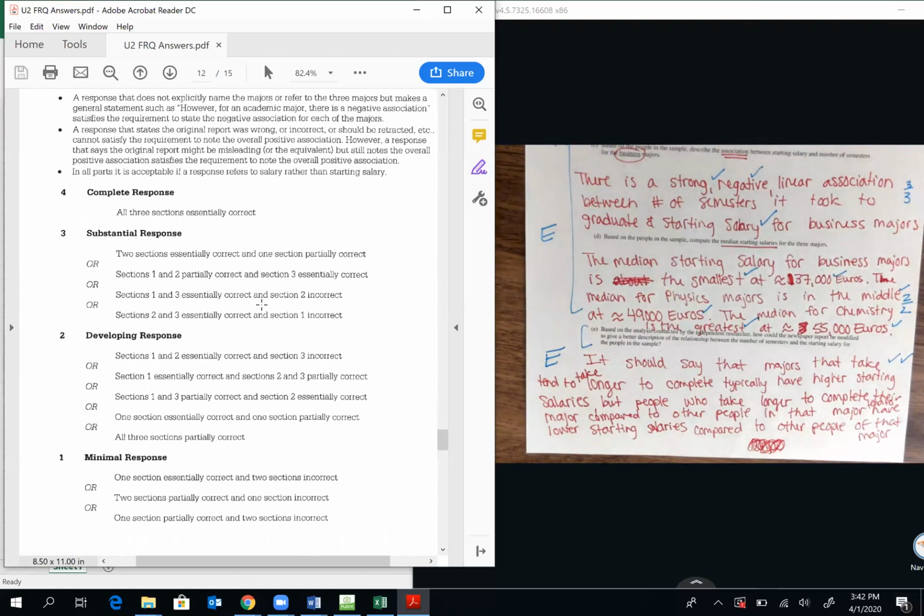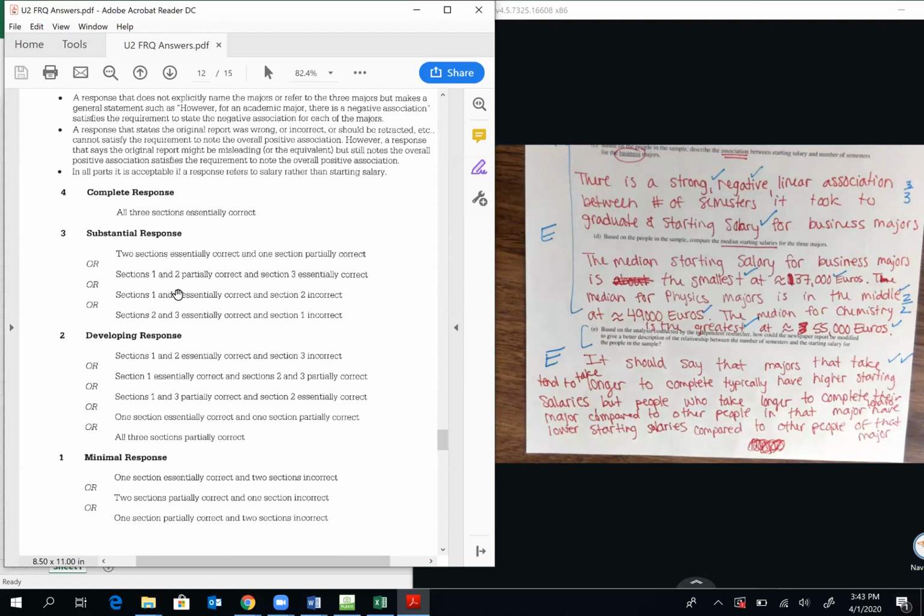So all 3 essentially correct is a 4 out of 4. Oh, they were nicer with the partially, or 3 out of 4 here. You could have 2 E's and a P. If section 1 and 2 are partially correct and section 3 is essentially correct, that's a 3 out of 4. So read this one carefully. 1 and 3 essentially correct and section 2 incorrect is a 3 out of 4. Section 2 and 3 essentially correct and section 1 incorrect was also a 3 out of 4.